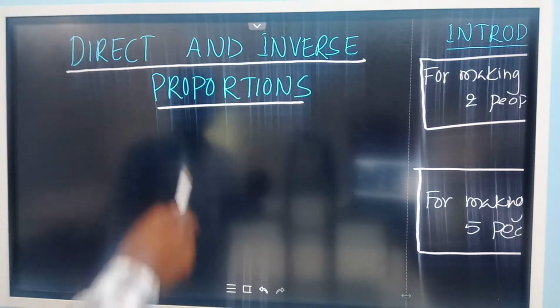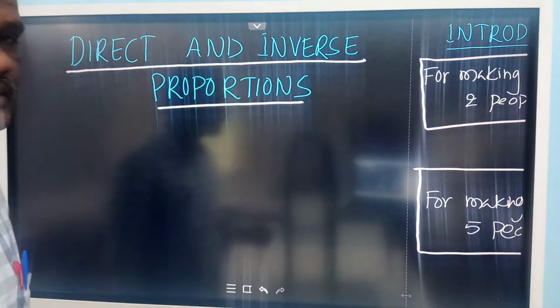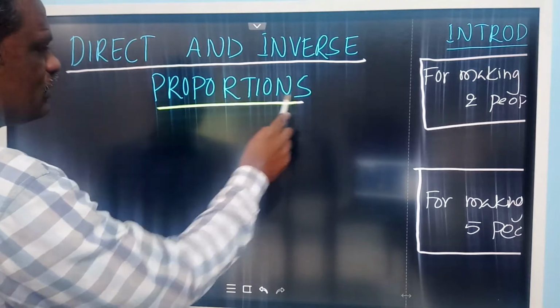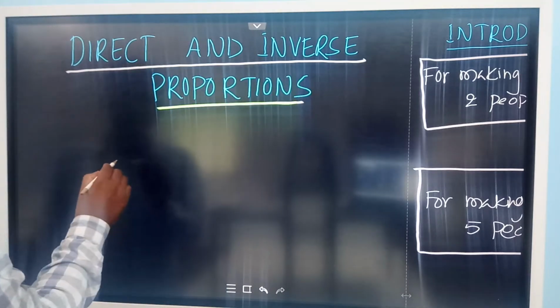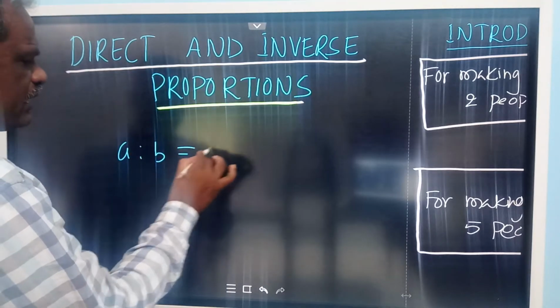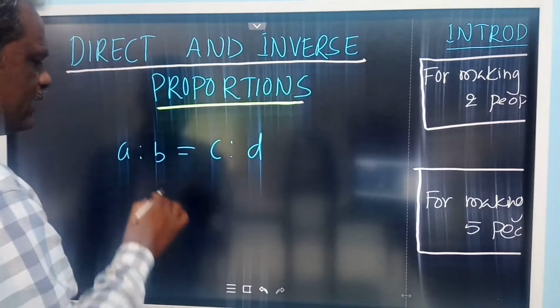We are going to discuss direct and inverse proportions. This chapter, the proportions, you have studied in the lower classes. So what is proportion? If two ratios are equal, then we say that they are in proportion.